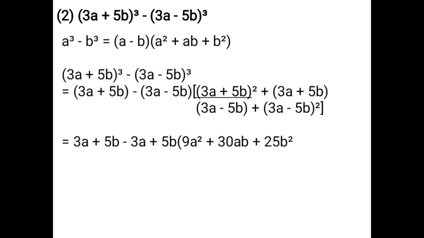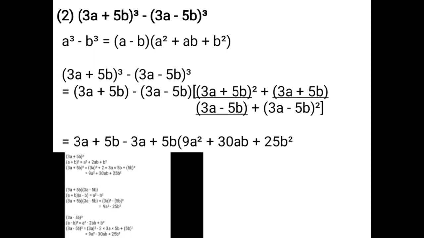Plus 3a plus 5b, 3a minus 5b, you have to use the formula of (a plus b)(a minus b). The formula of (a plus b)(a minus b) is a square minus b square. So (3a plus 5b)(3a minus 5b) is 3a square minus 5b square. That is, the answer is 9a square minus 25b square.